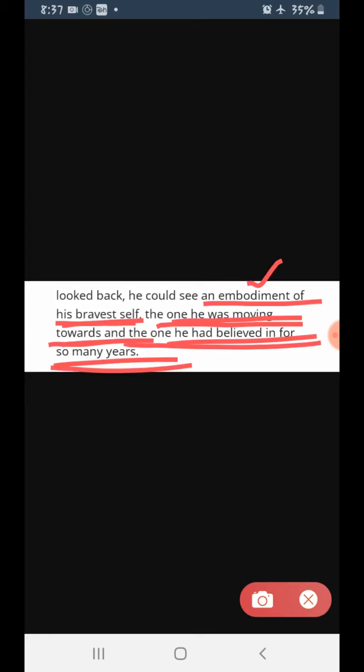That means Stephen Hawking had very good qualities, and he was moving towards the ideas and the thoughts of Stephen Hawking, and the one he had always believed in for so many years. He really had full faith in Stephen Hawking. He was really respecting him. He had full belief in him, and he found him totally as he had imagined. मतलब जैसा उसने सोचा था उसे वैसा ही पाया था.